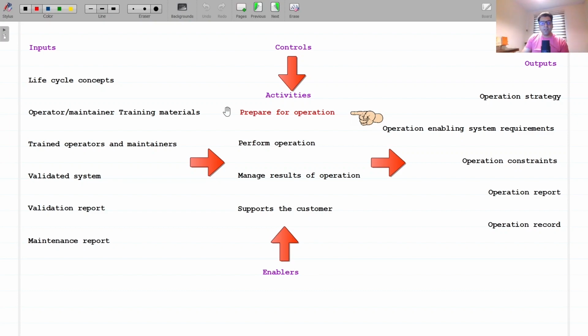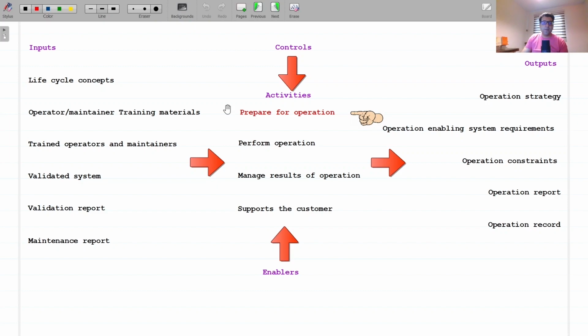Feedback any operation constraints on the system or system elements to the system requirements definition, architecture definition, or design definition processes. Ensure that the necessary enabling systems, products, or services required for operation are available when needed. The planning includes the identification of requirements and interfaces for the enablers.